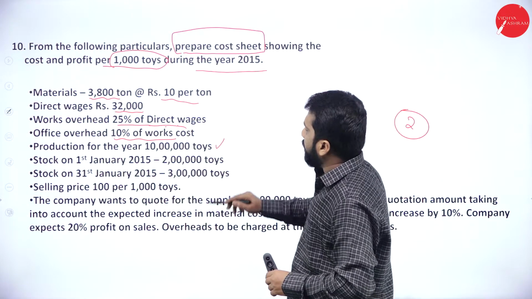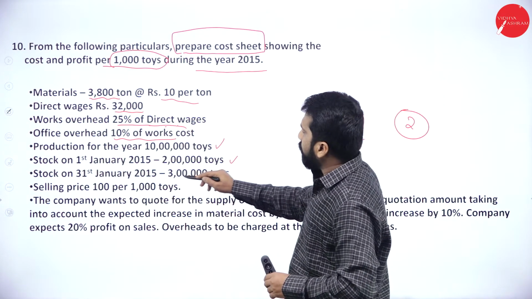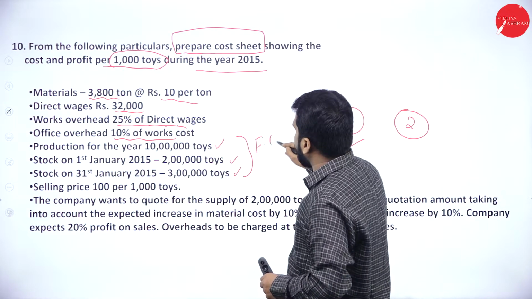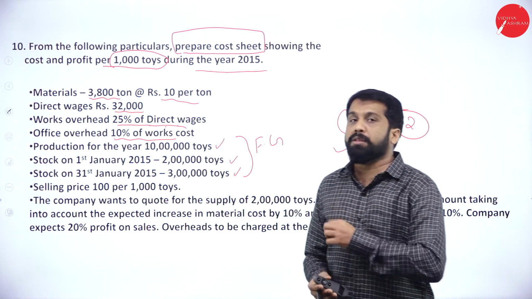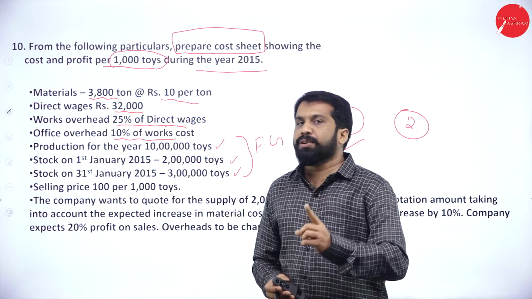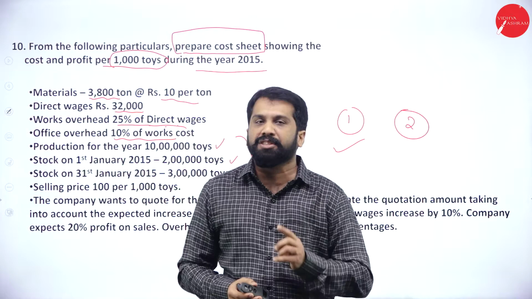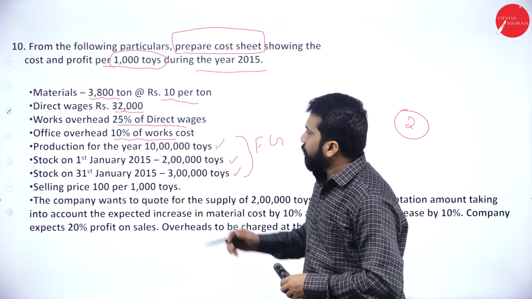Stock of opening, 2 lakh. Stock of closing, 3 lakh. This is all about finished goods. Remember, this is all about what? Finished goods. Finished goods comes under where? Office and administration. Remember, what is the opening?